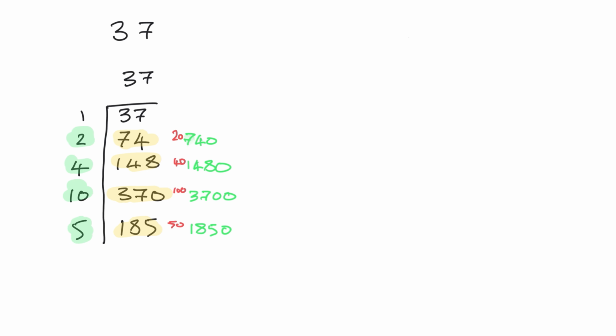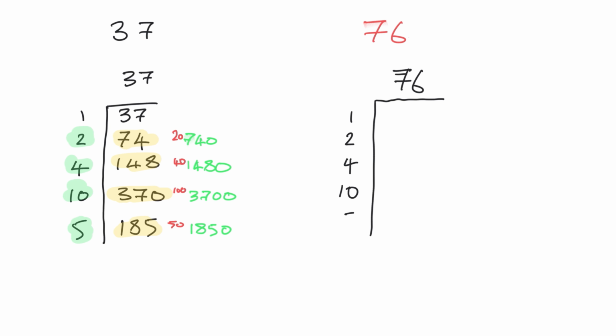So again, let's just say it was 76. That's a bit of a stinker, isn't it, really? But let's just do it. So again, partial table. Don't worry about it too much. 76. We've got 1 lot, 2 lot, 4 lot, 10 lot, 5 lot. And this is what we need to practice. All right, so that's 76.